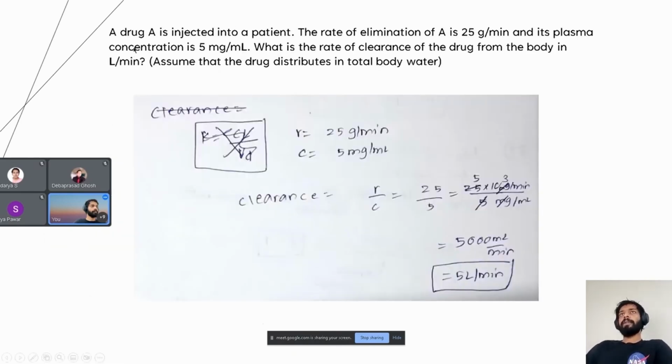Okay. So a drug A is injected into a patient. The rate of elimination of A is 25 grams per minute and its plasma concentration is 5 grams per ml. What is the rate of clearance of drug from the body in liters per minute? Assume that drug distributes in total body water. Okay, fairly straightforward. So clearance is nothing but rate of elimination over the plasma concentration. So you just convert them to appropriate units, and then you'll get 5 liters per minute. Make sense?